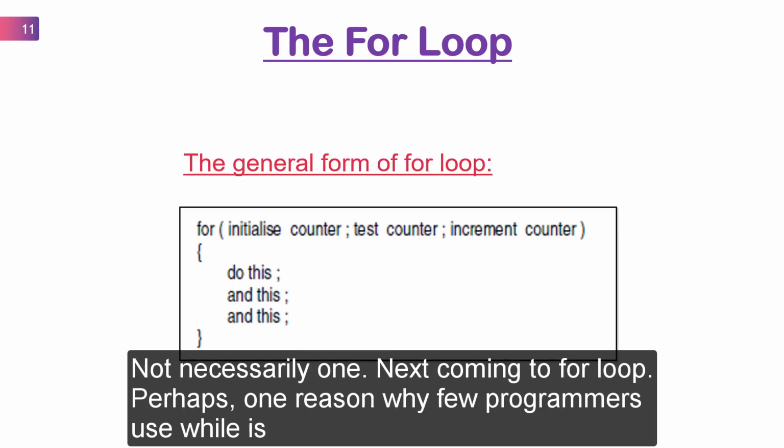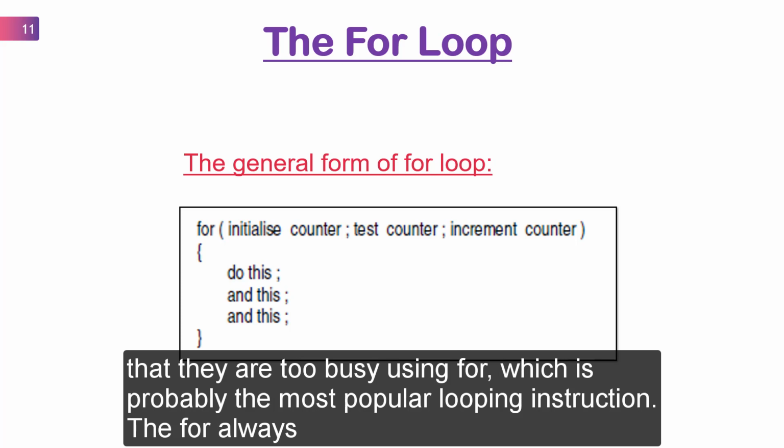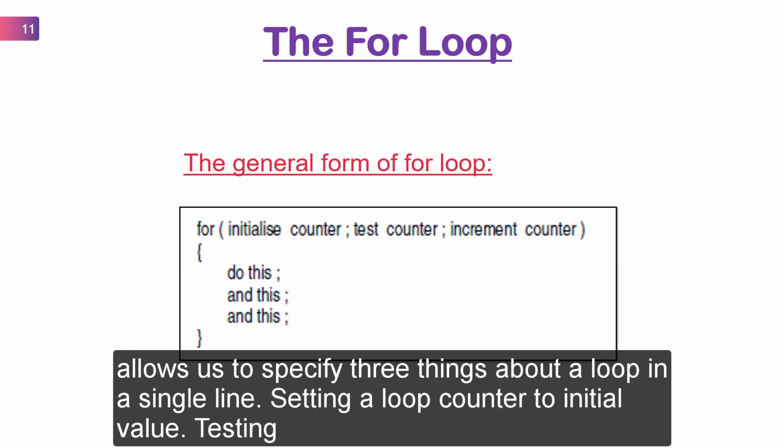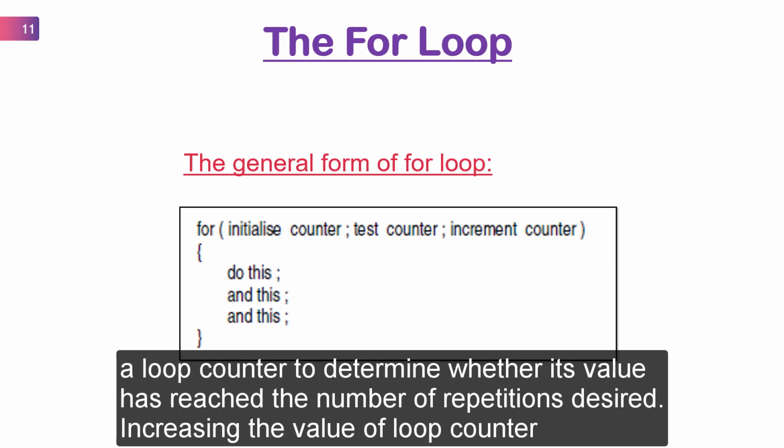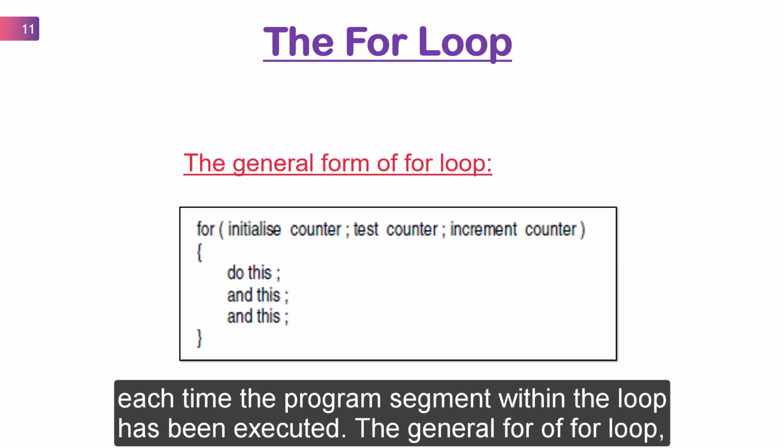Next, coming to the for loop. Perhaps one reason why few programmers use while is that they are too busy using the for, which is probably the most popular looping instruction. The for always allows us to specify three things about a loop in a single line: setting a loop counter to an initial value, testing the loop counter to determine whether its value has reached the number of repetitions desired, and increasing the value of loop counter each time the program segment within the loop has been executed.